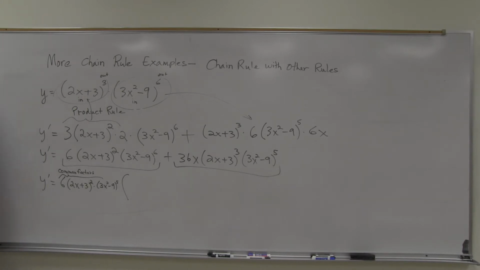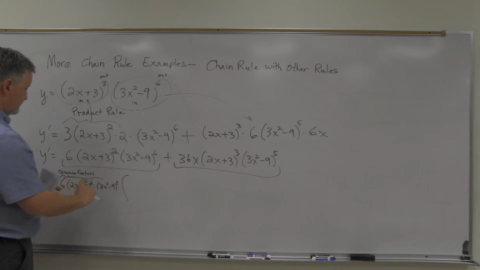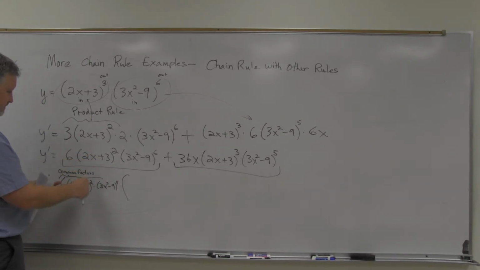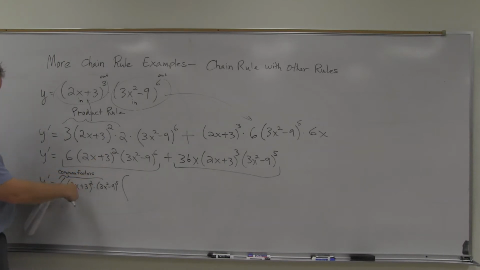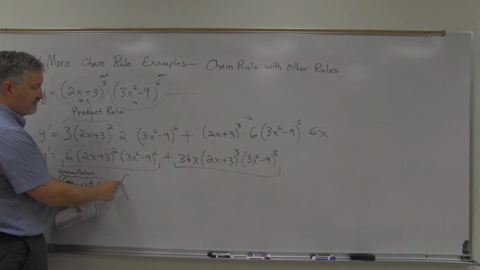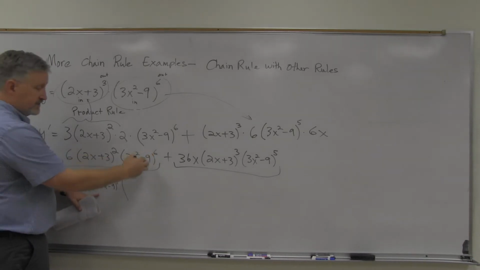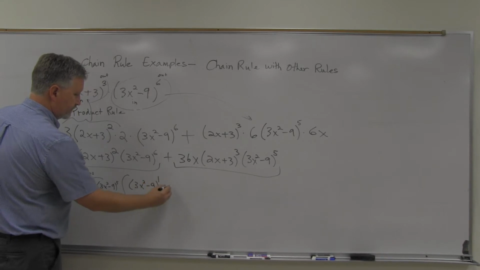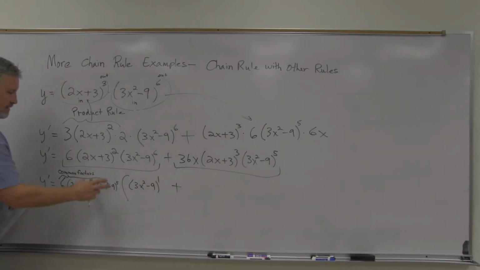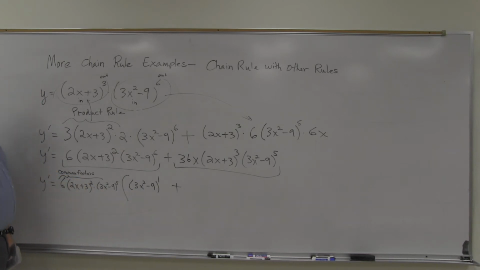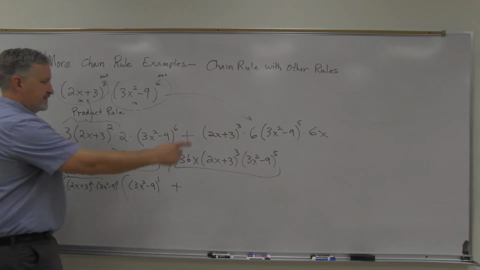Those are my common factors. So if I pull this off of each one of those, here's what I got. I pulled out the 6, so it's gone. 2x plus 3 squared, it's gone. But this, I only pulled out 3x squared minus 9 to the 5th, so that leaves me one of those, doesn't it? So by pulling all this off, for this first part, it just left me 3x squared minus 9 to the first.